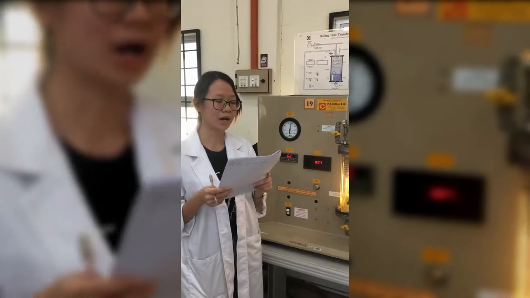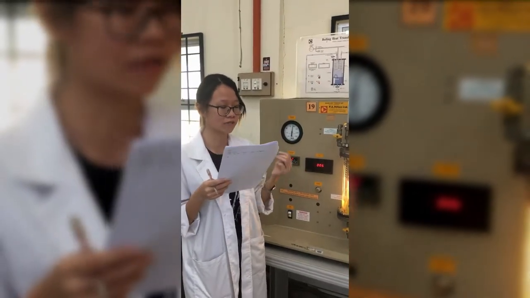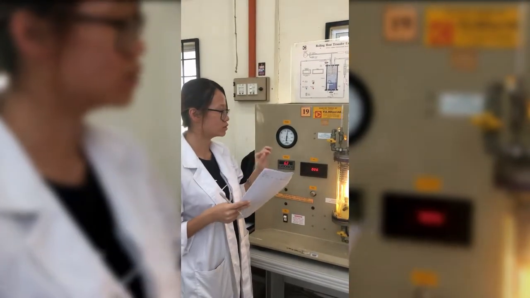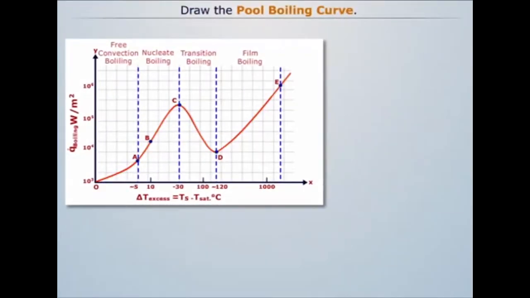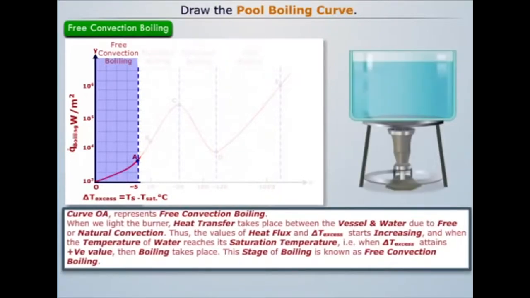As the previous group members said, there are three modes of boiling, which are convective, nucleate, and film boiling. For convective boiling, when you observe, there is no bubble. Let's discuss curve OA, which represents the stage of free convection boiling. When we light the burner, heat transfer takes place between the vessel and water due to free or natural convection.